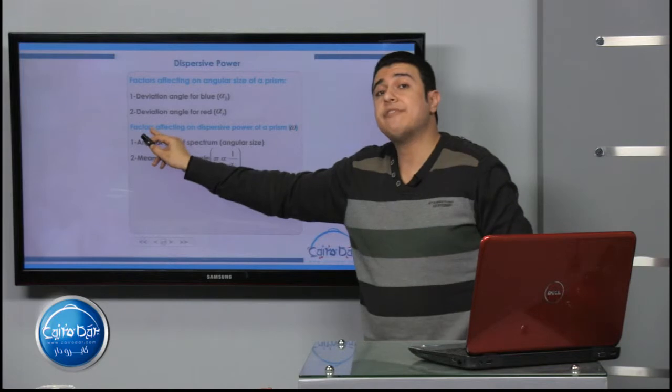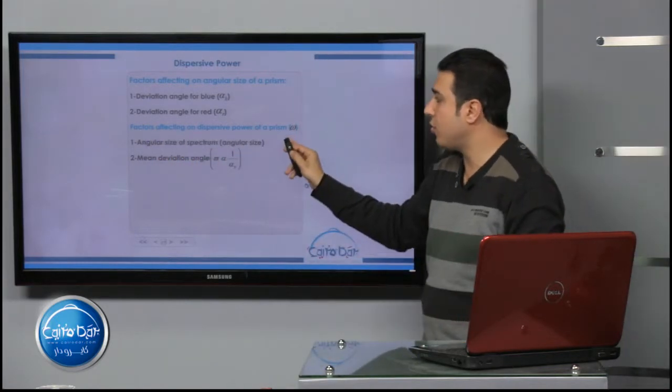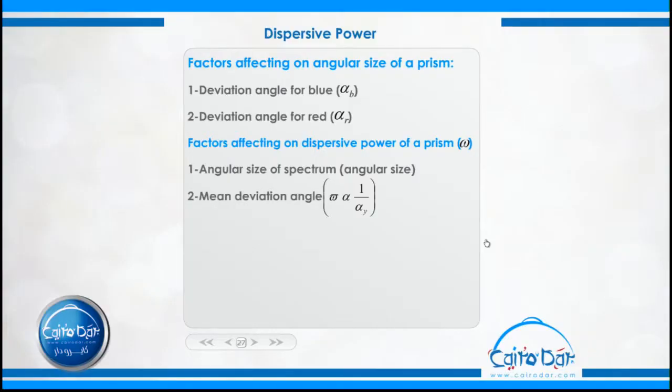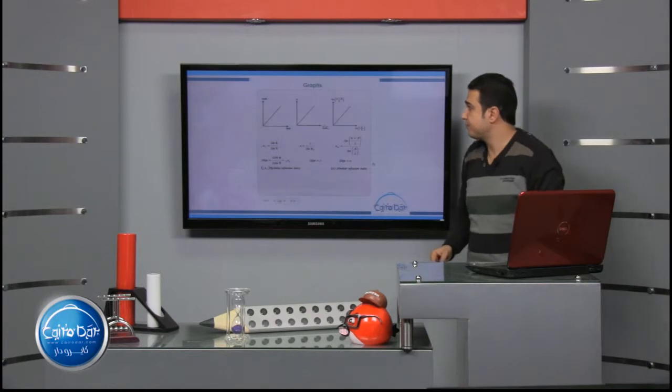What are the factors affecting the dispersive power? Of course, the dispersive power, omega alpha, depends on the angular size of a spectrum, here the angular size or dispersion, and the mean deviation angle. The relation between them is inversely proportional. And now, the very important graphs.